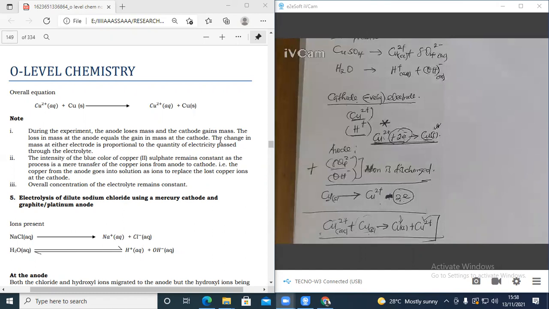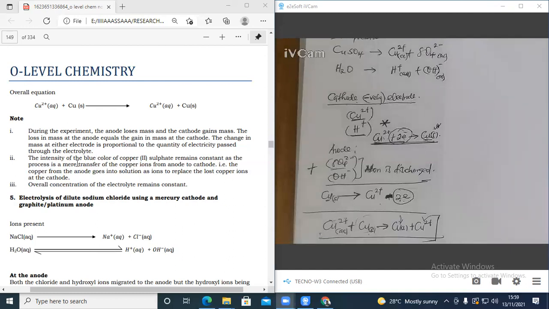Okay. So this is what happens there. So during this experiment, the anode loses mass and the cathode gains mass. The loss in the mass at the anode equals the gain in the mass at the cathode. So the change in the mass at either electrode is proportional to the quantity of electricity passed through the electrolyte.